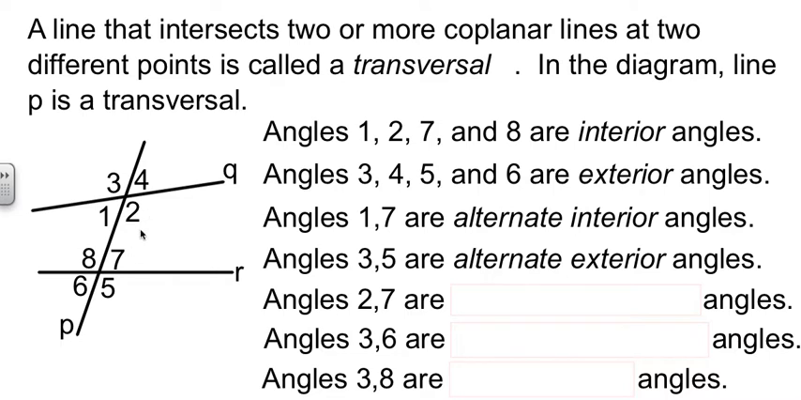2 and 7 are on the same side of the transversal. They're both on the right, and they're both inside. Your book uses the term consecutive interior. Some books that you may run into down the road will use the term same side interior.